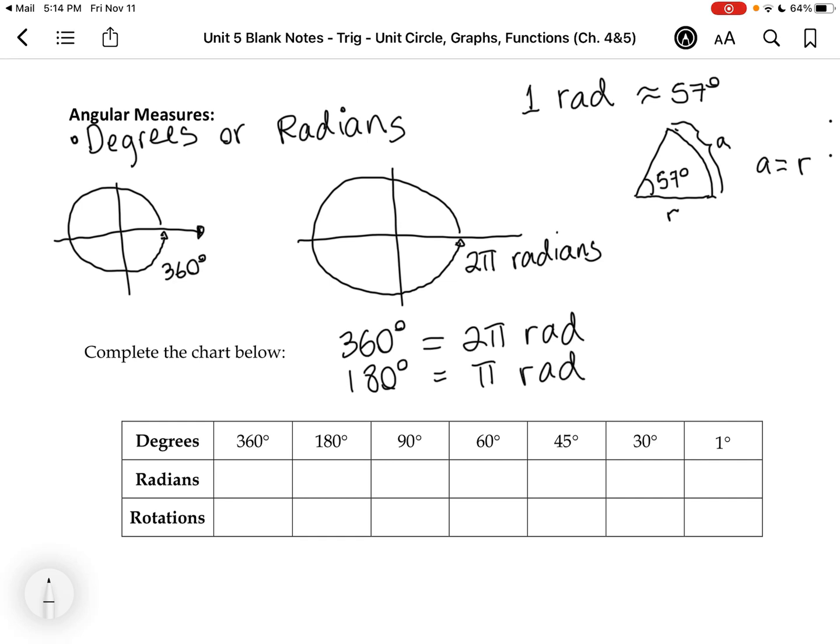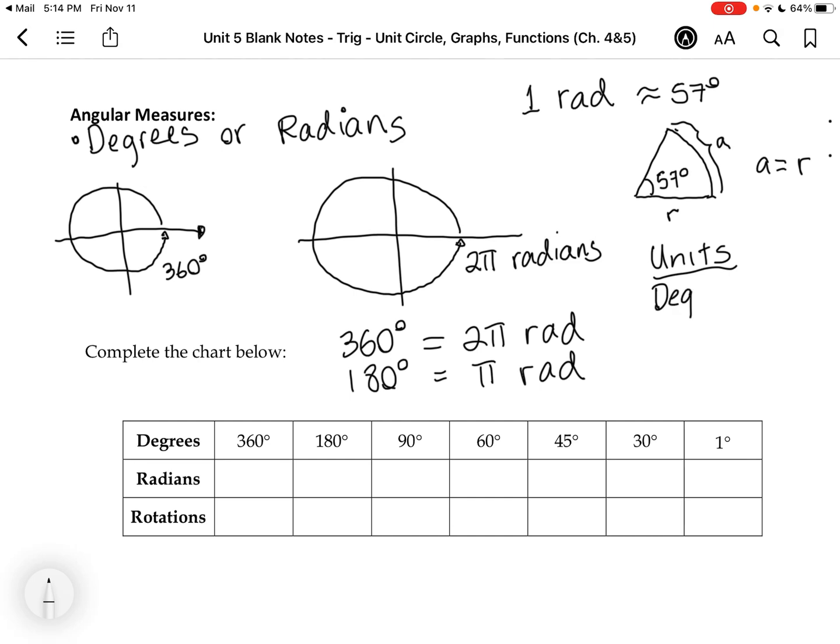It really has to do with a proportion of a rotation around the circle. We're going to look at all of these different angle measures now. One other thing just around units.